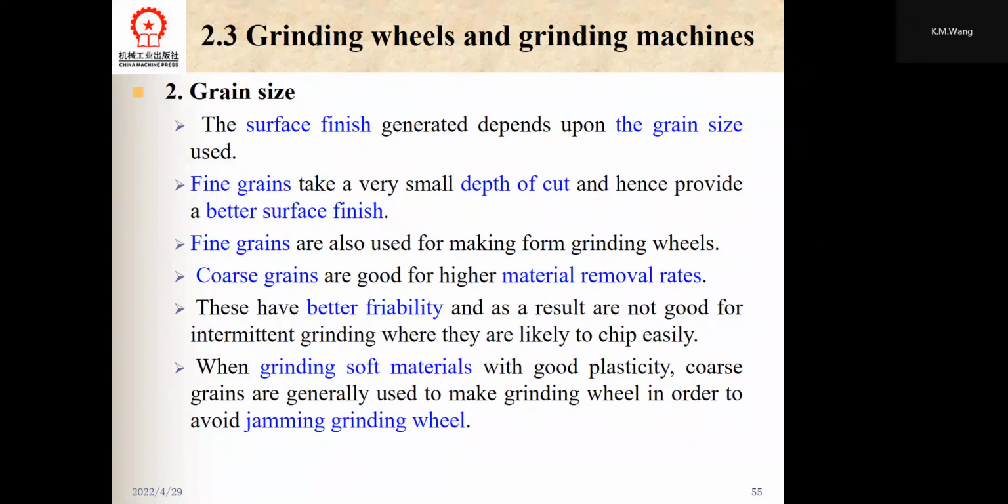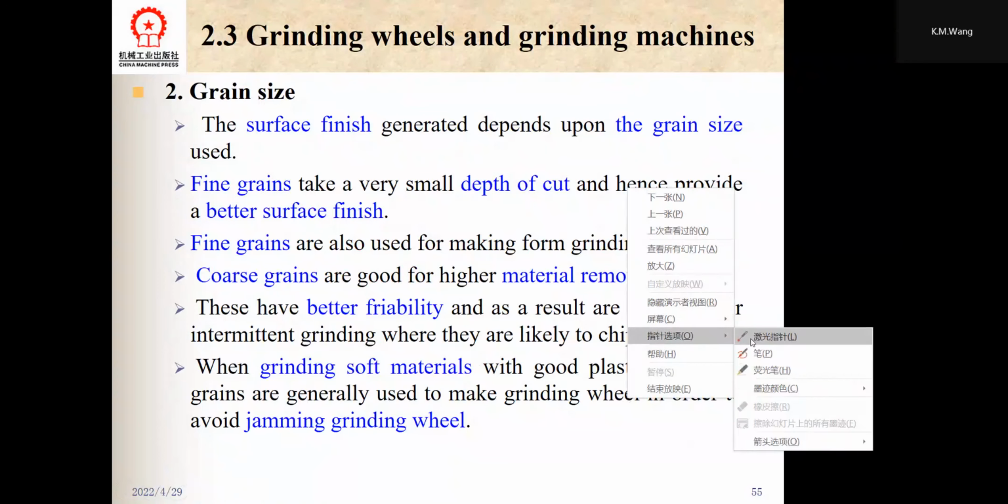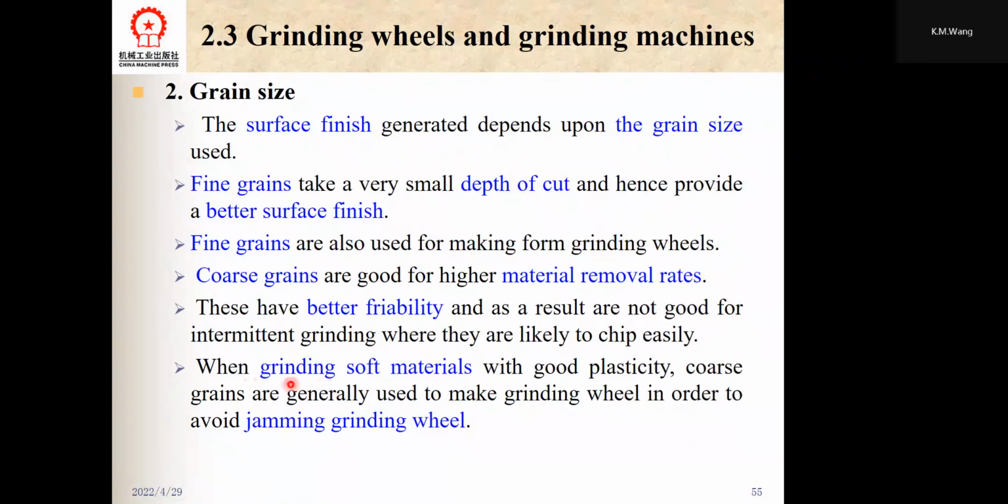If grinding soft materials with good plasticity, coarse grains are generally used to make a grinding wheel in order to avoid jamming of the grinding wheel.